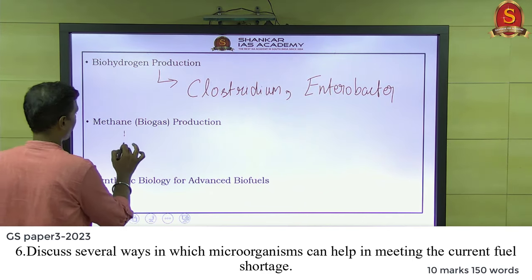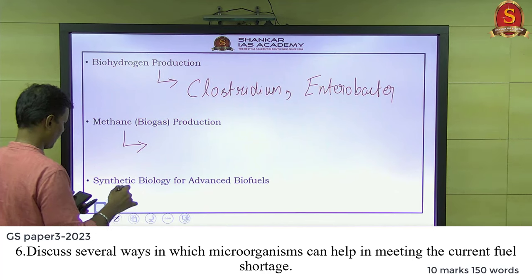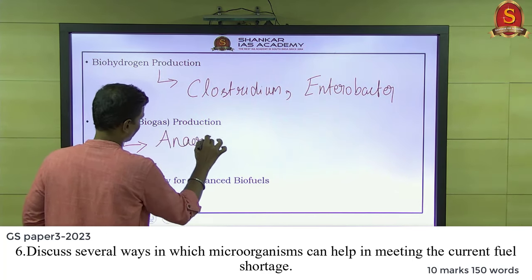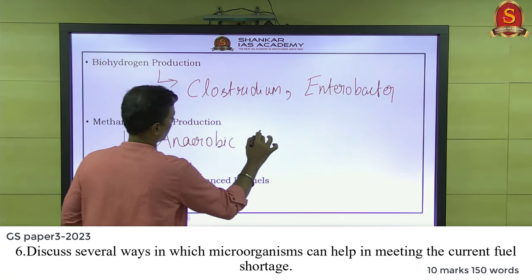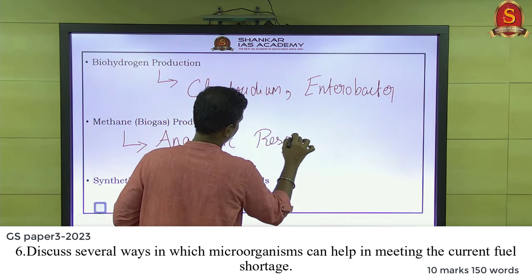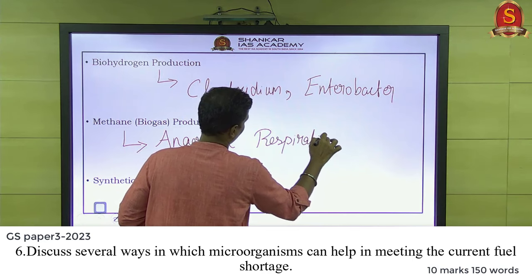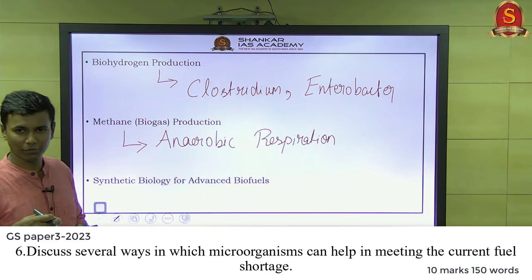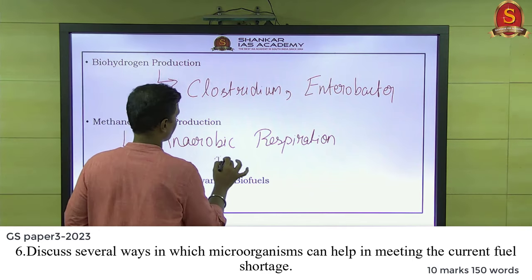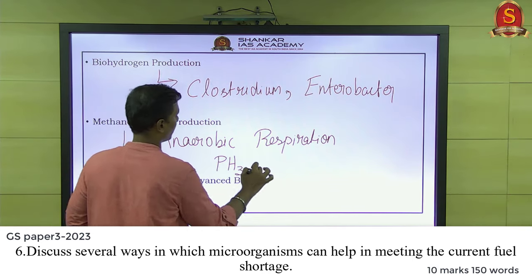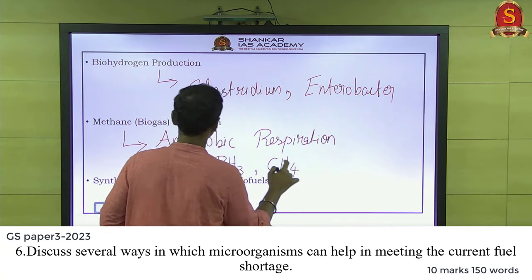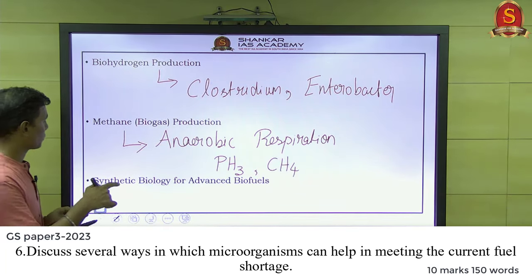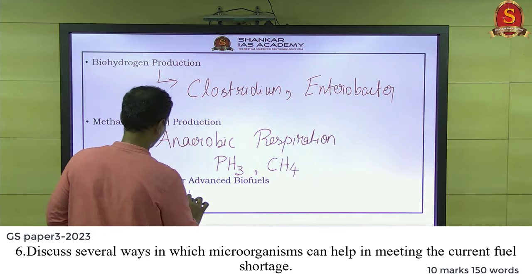And then methane production, the most important one. Again, the vegetable waste. Whenever there is anaerobic respiration, that is organic breakdown happening in deficient supply of oxygen or maybe absence of oxygen, it emits phosphine. Phosphine is a toxic gas. Along with it, a lot of methane will be emitted. So this methane can be used as a fuel. Biogas production, biohydrogen production, and then synthetic biology for advanced fuels.